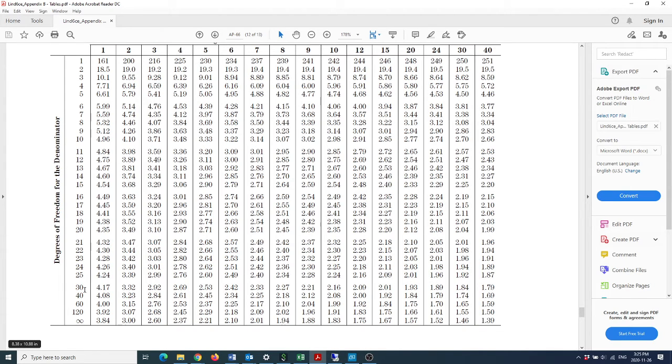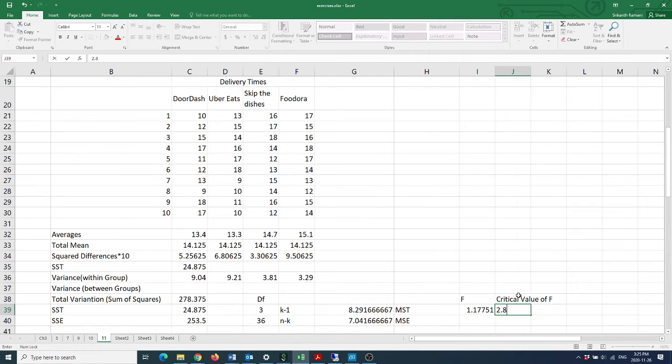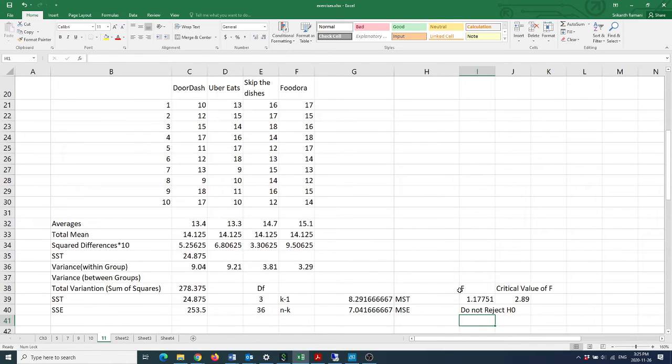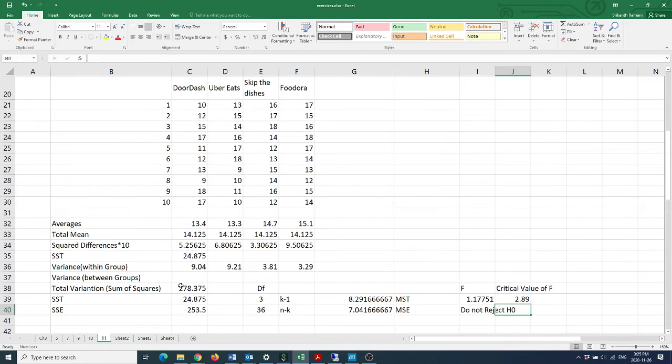Well, let's try and go somewhat close to 30 or 40. Even if you just look at 30, even if you look at 40, it's around 2.84. And the 30 is 2.92. So let's say the critical value is around 2.9 or 2.89. So that's our best guess of the F critical value. The critical value of F is 2.89, and our F statistic is not greater than the critical value, so we do not reject H0.